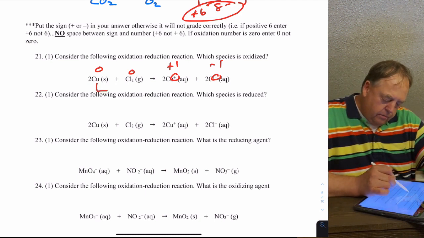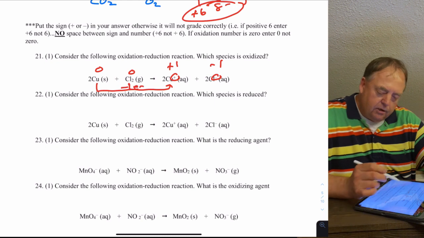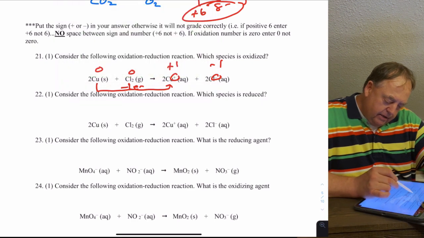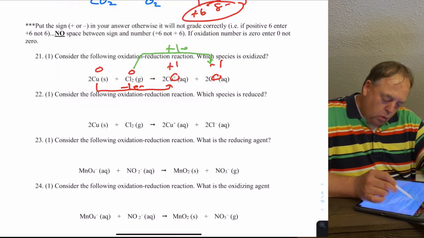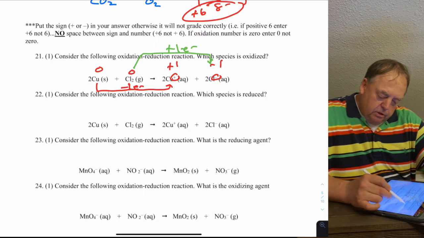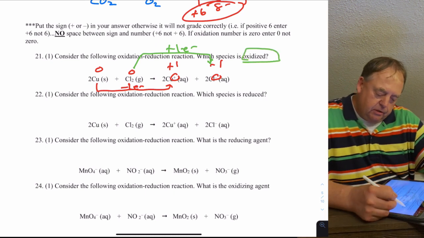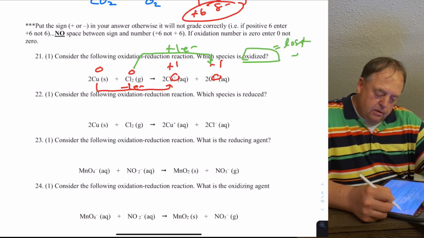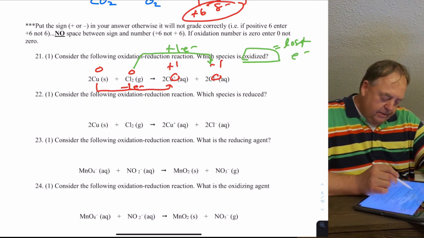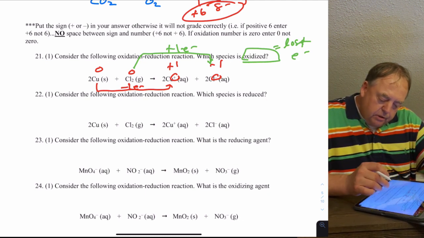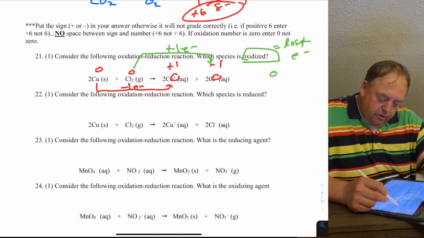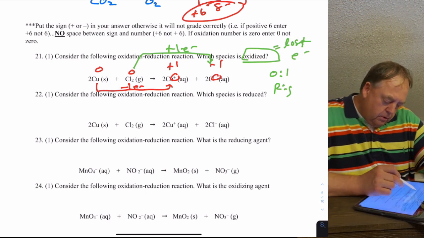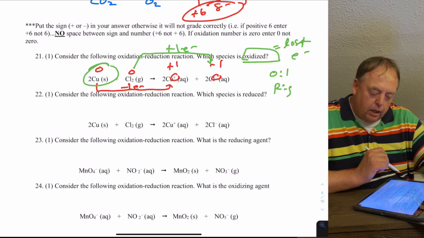Okay, so how did copper go from being 0 to +1? By losing 1 electron. And how did chlorine go from being 0 to -1? By gaining 1 electron. Okay, so what is oxidized? That is the species that, if it's oxidized, means it lost electrons. So which one lost electrons? Oxidation is loss, right? The acronym OIL RIG. So oxidation is loss. So copper solid was oxidized.